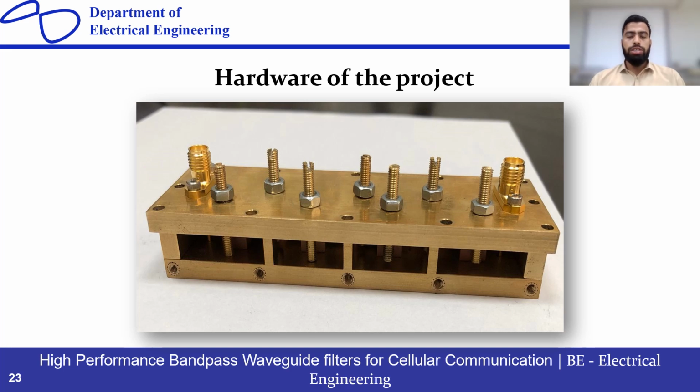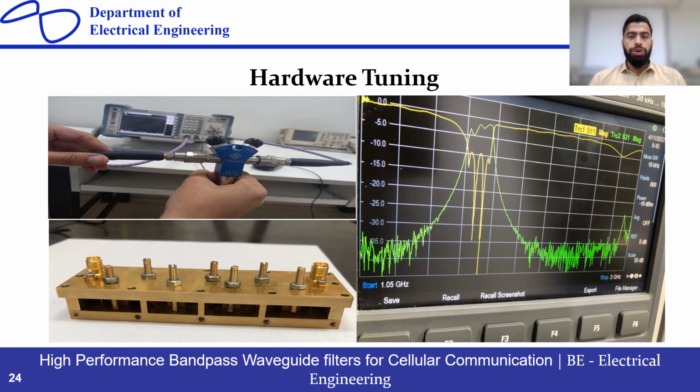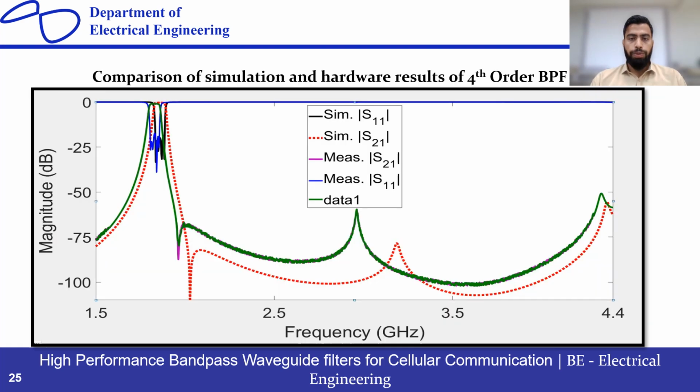Okay, so this is the hardware of the project, the final hardware of the project. And this is the hardware tuning process when I fabricated my hardware for this design. First of all, we assembled all the parts of this filter, and then we calibrated this hardware through the vector network analyzer device, and then we processed it according to the rules discussed. So we got these results as shown in this picture.